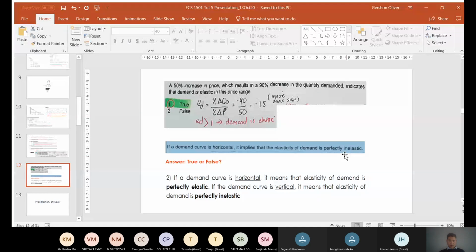Please make a note of this. When it's vertical, then it's perfectly inelastic. If the demand curve is vertical, it implies that the elasticity of demand is perfectly inelastic. If a demand curve is horizontal, it implies that the elasticity of demand is perfectly elastic. Okay, I hope you all have that.